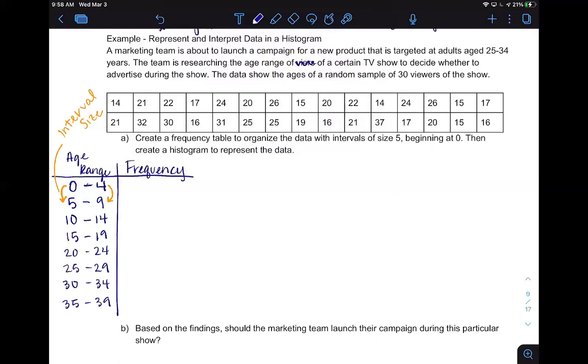Okay, so now you're going to go through and make tally marks. So 14 falls between 10 and 14. We're going to put a tally there. Okay, and then I recommend you cross it off in your table, so that way you don't repeat something. All right, then going to the right, we have 21. That falls between 20 and 24. 22 falls between 20 and 24. And I want you to finish your table. Go through and make your tallies.